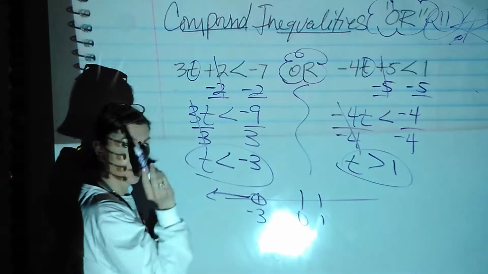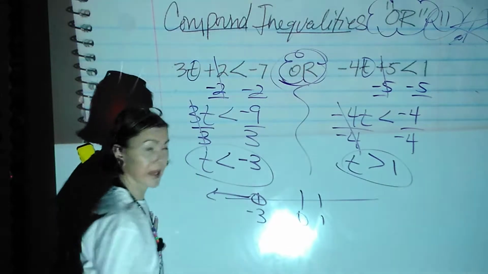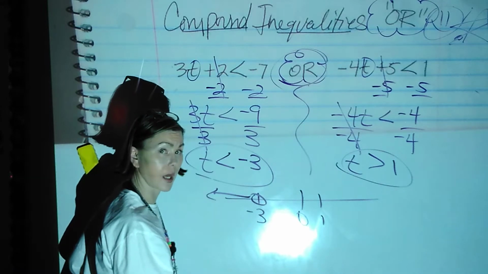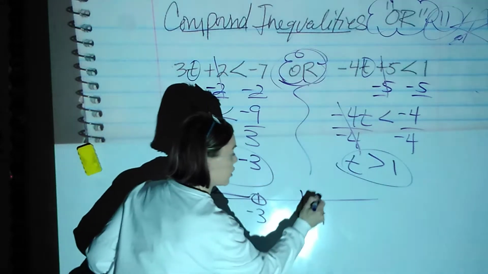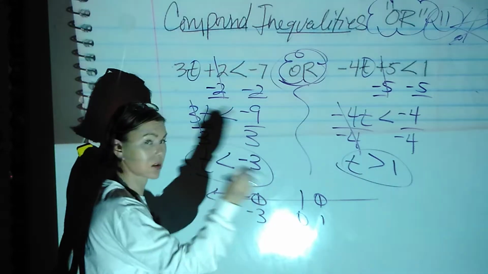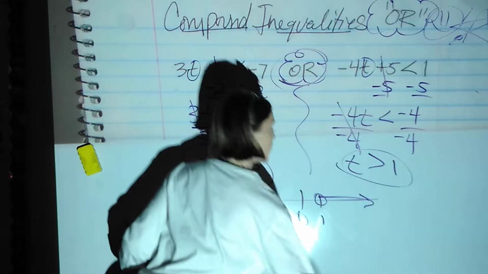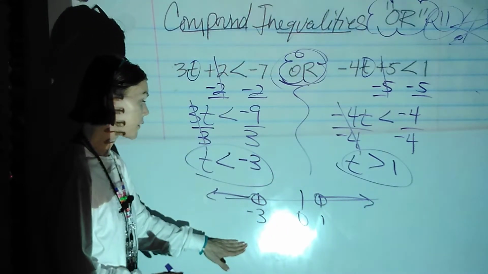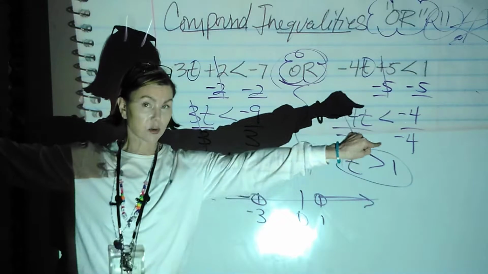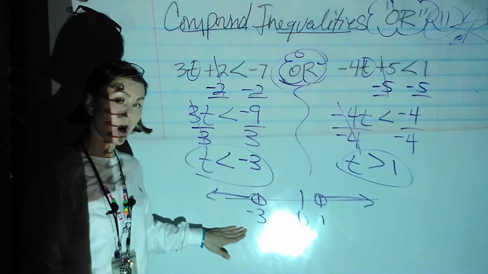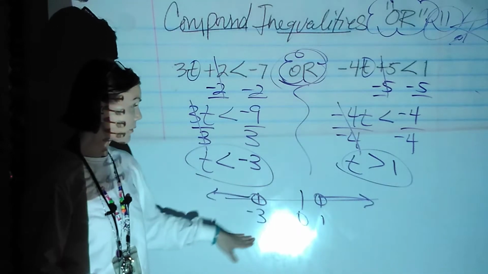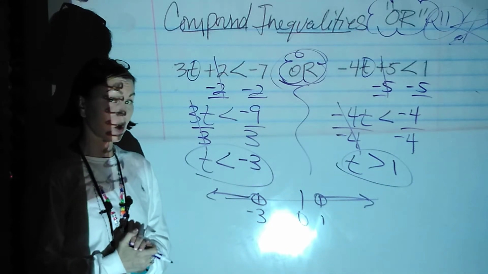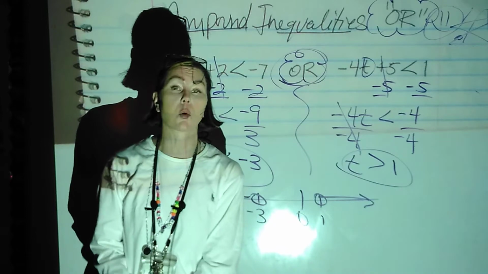And then or, t is greater than a positive 1. No equal to line underneath it, so it's an open circle on the 1, and we said t is greater than, so to the right. As you can see, the ors on the graph go in the opposite direction. That's how you know it's an or. So this is how we graph that solution, and that's an or compound inequality. Okay, so now the next video is going to be about and.